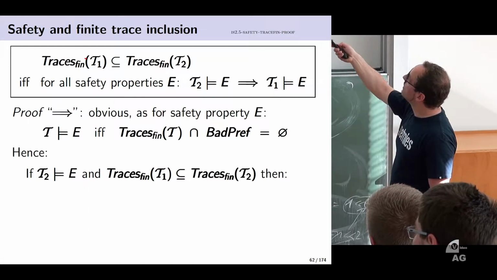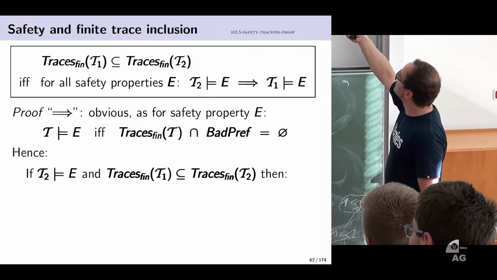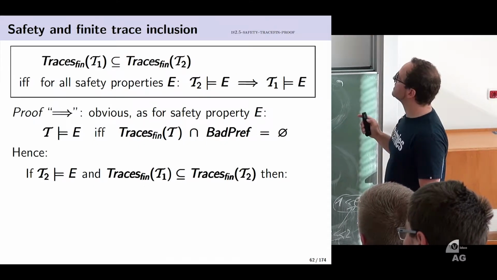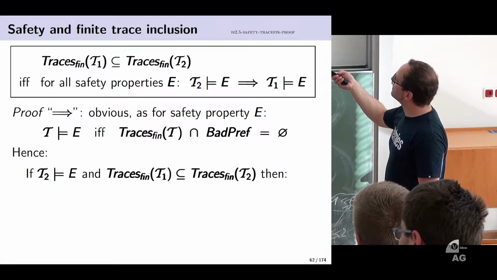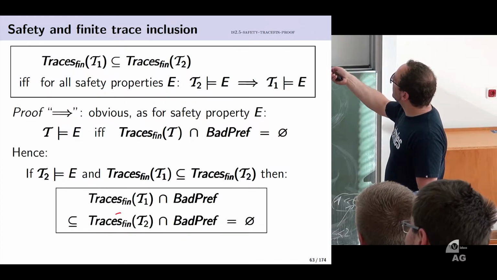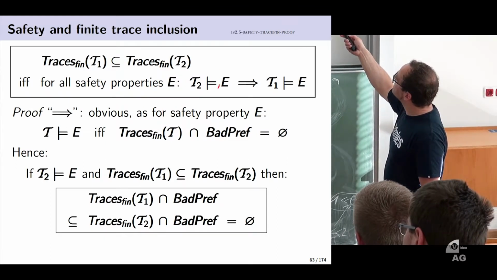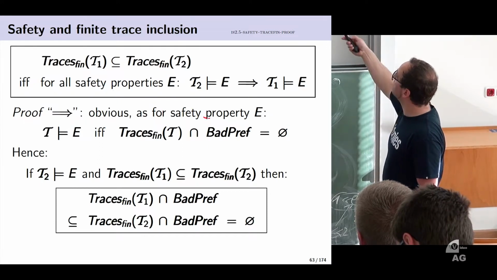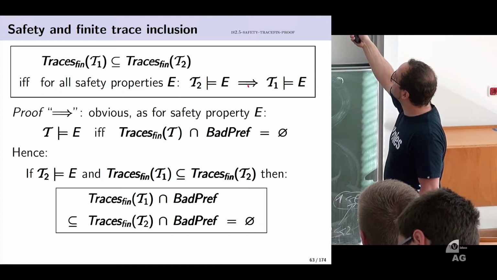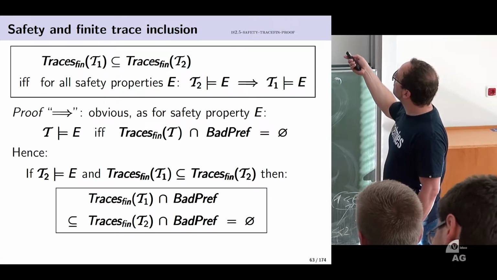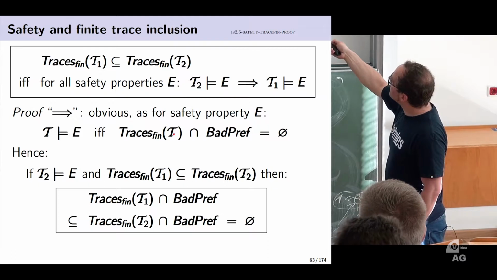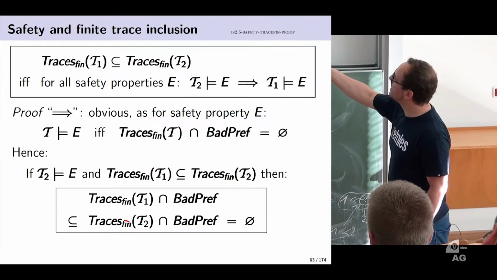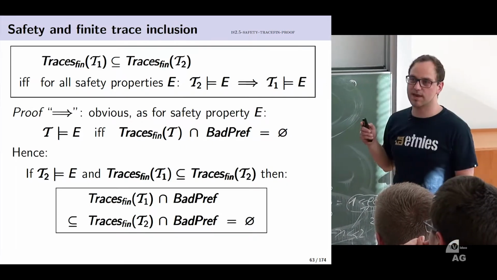Okay, so how are we going to show that if we have finite trace inclusion, then for all LT properties we have the implication that if T2 satisfies the property, then also does T1? How are we going to do this? Well, let's take an arbitrary safety property, and we know that T2 satisfies it. That's the part on the left-hand side of the implication. But then we know that the finite traces of T2 do not contain any bad prefix, right? So the finite traces of T2 intersected with the bad prefixes is the empty set.